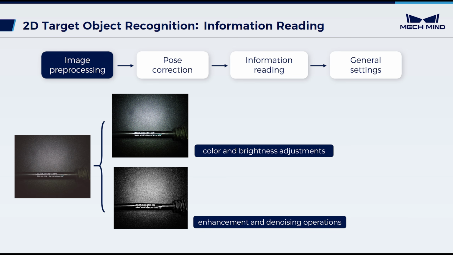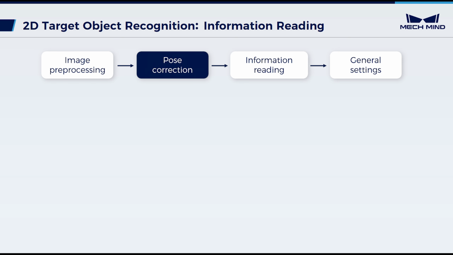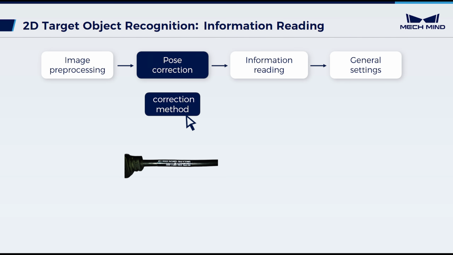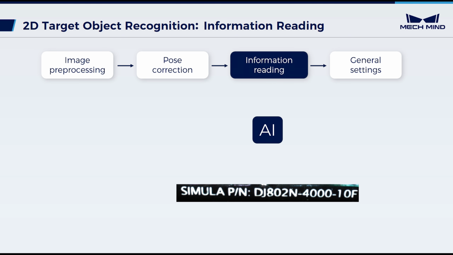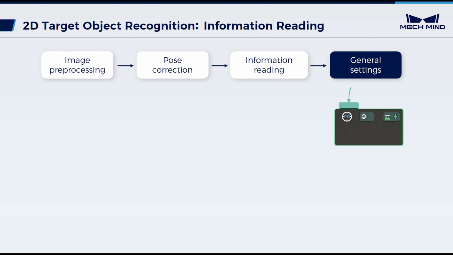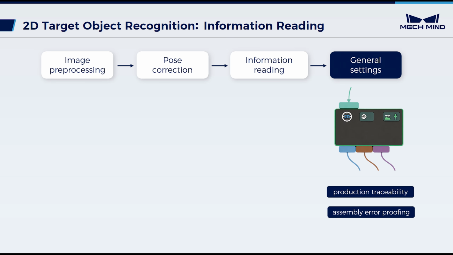After image preprocessing, perform pose correction. To ensure accurate recognition, first set the region of interest, ROI. Then, select an appropriate correction method to align the current image with the template. In information reading, the system quickly trains the AI model to achieve efficient character recognition. General settings let you configure output ports to display recognition results, meeting requirements for production traceability and assembly error proofing.